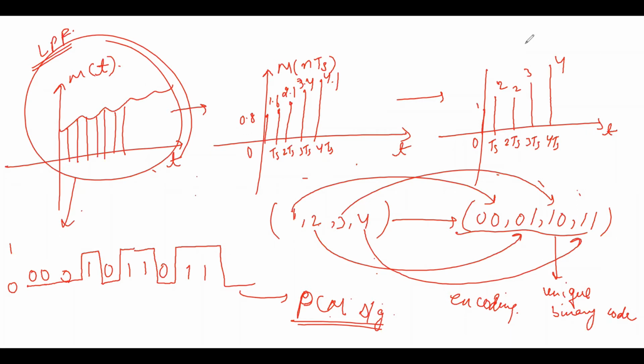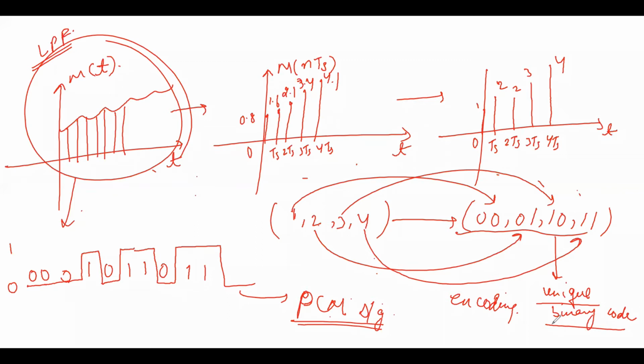Next, write down about encoder. Encoder represents each of the different quantization voltage by a unique binary code.